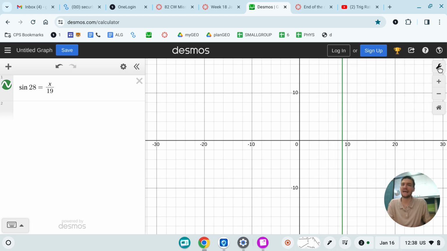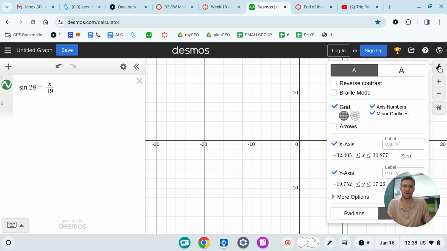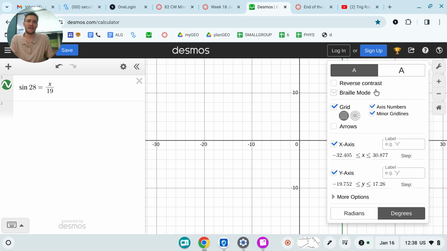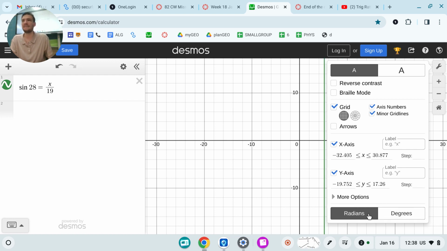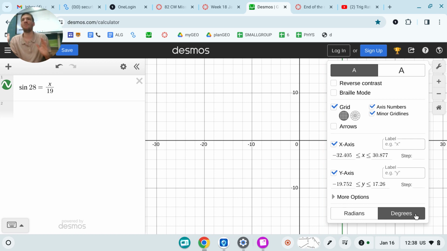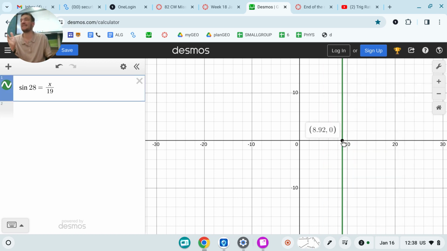If you hit this settings button over here, go ahead and hit this settings button for me. There is an option at the bottom that says radians and degrees. Radians, that's like fancy calculus degrees. It means the same thing. It's like I said, it's just like Celsius versus Fahrenheit. We're always working in degrees. So really simple. Just click that button, and it's going to fix it for you. You don't have to do anything else.